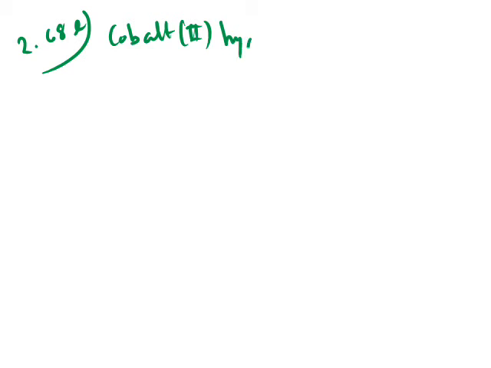Now we're going to discuss 2.68 and part E as a sample. The question is, give the chemical formula for each of the following ionic compounds. So E is for cobalt(II) hydrogen carbonate. Let's write down here so that I can explain to you. Cobalt in parentheses 2, hydrogen carbonate.